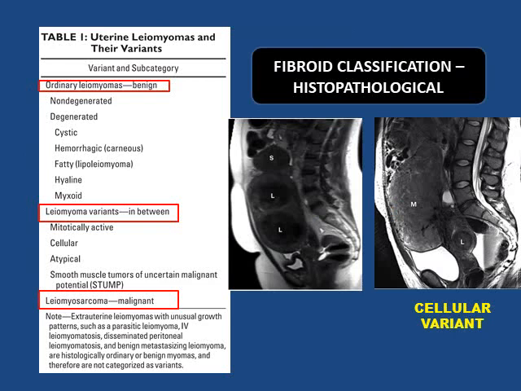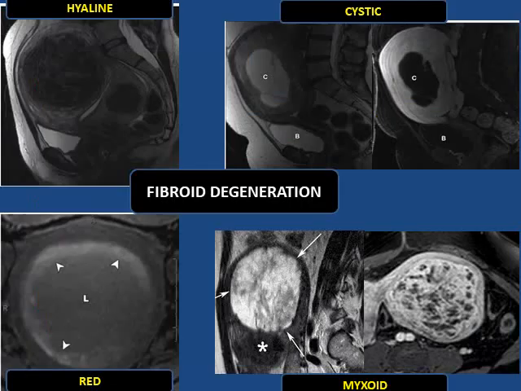Fibroid classification: the standard histopathological classification divides us into a benign entity or a malignant entity on the two extremes, and then there are intermediate variants which can be mitotic activity, cellular, atypical, and STUMP. The cellular variant is T2 hyperintense, which means it will do extremely well with uterine artery embolization. The second important thing about leiomyoma variants is that these variants, if documented, should be followed up sequentially with ultrasound or MRI every 6 months to 1 year.